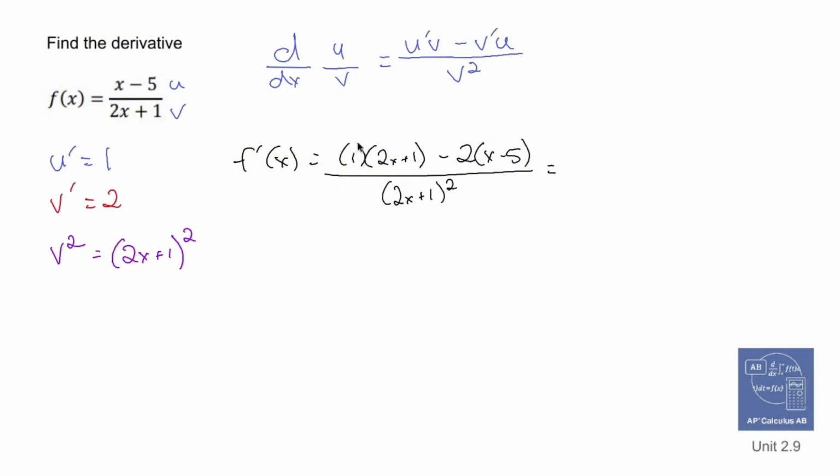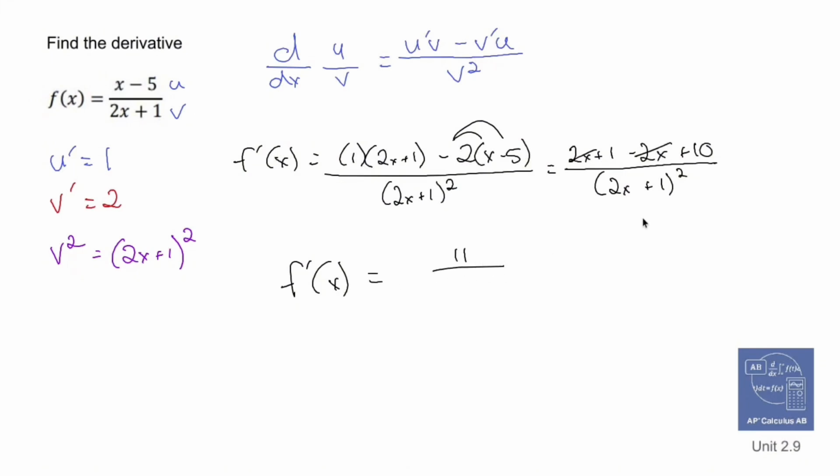Okay? Let's distribute that 1, which means nothing happens. Let's distribute negative 2, not 2, negative 2, and we get minus 2x, how nice, plus 10. And that's going to be all over 2x plus 1 squared. You cancel out. 1 plus 10 is 11. So f prime of x is going to equal 11 over 2x plus 1 squared. And I'm going to leave it like that.